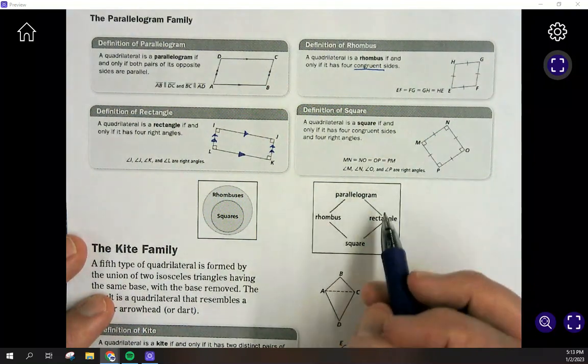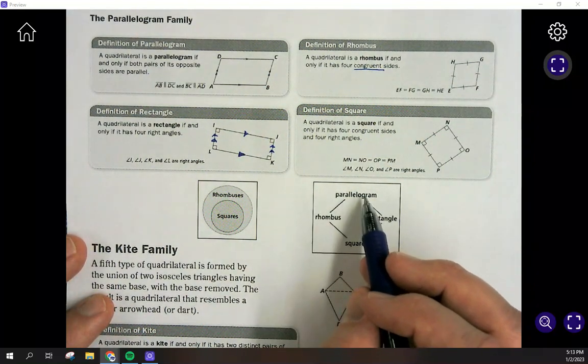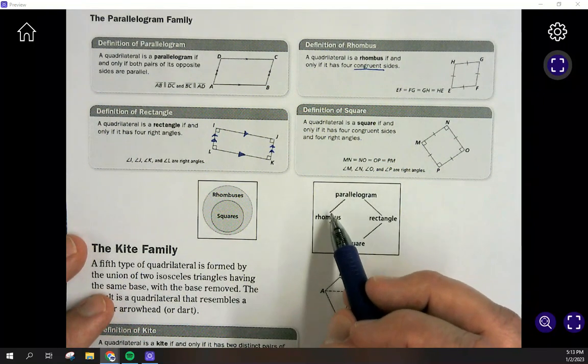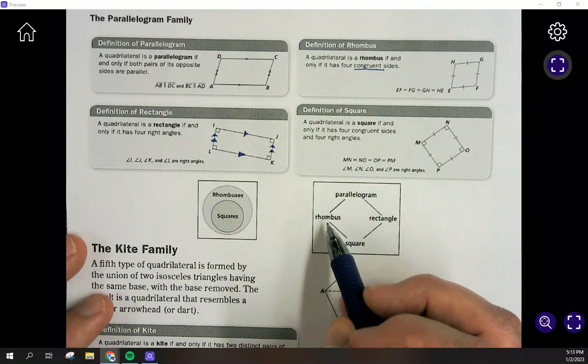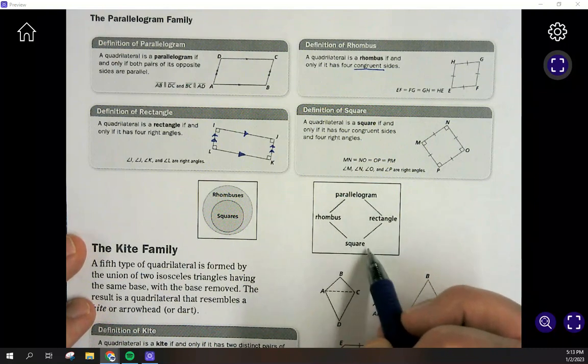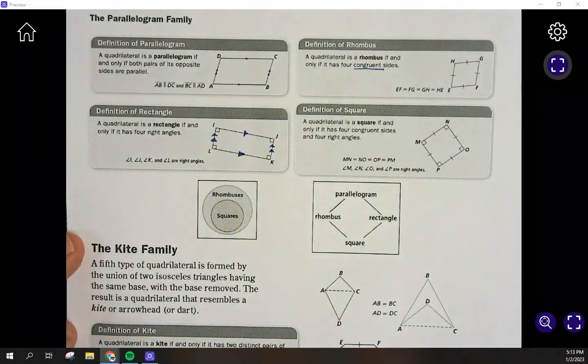So a rhombus, a rectangle, a square, they're all parallelograms, so they fall underneath that in this tree. So parallelograms can be split into rhombuses, all equal sides, rectangles, 4 90-degree angles. And if I have a combination of both of those, then that is a square. So those are the most common ones that we talk about.